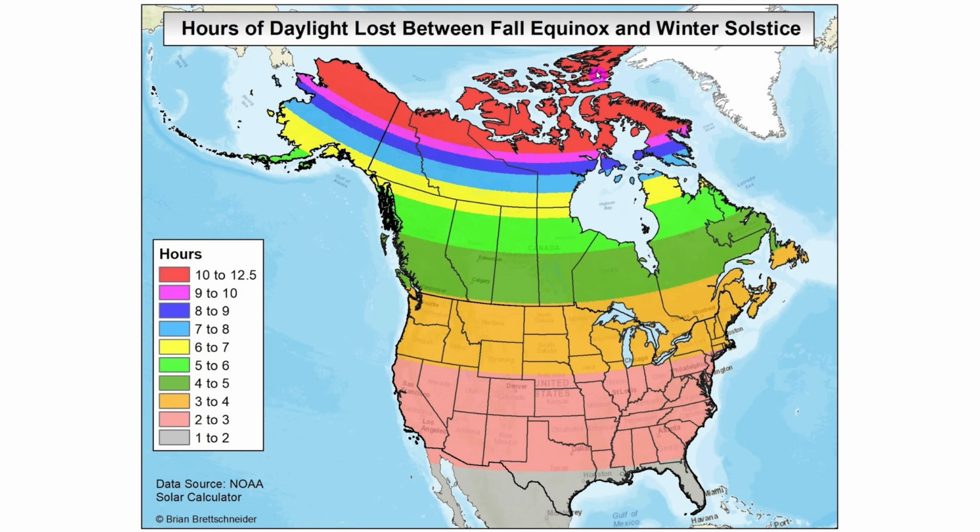Hours of daylight lost between fall and winter. So just over 3 months, they're losing 12 hours, right? Because on the fall equinox, everybody in the world has a 12-hour day. And then on the winter solstice, they have 0. So they're going from 12 to 0. We have a 2 to 3 hour difference from fall to winter. And then if you were at the equator, there'd be 0. Every day is 12 hours long.